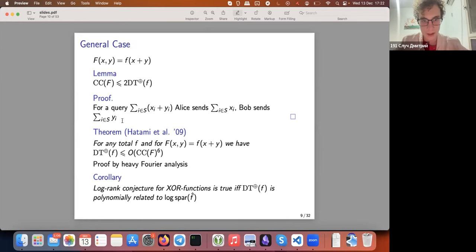And Hatami proved that, in fact, there is a polynomial lower bound, and the proof uses Fourier analysis again. And as a corollary, we get that for XOR functions, the log-rank conjecture is true if parity decision tree complexity is polynomially related to the logarithm of Fourier sparsity.